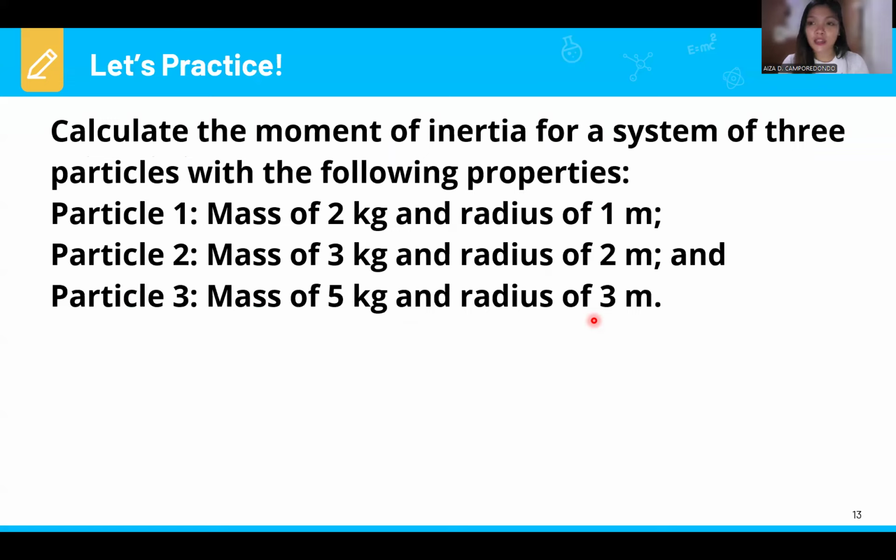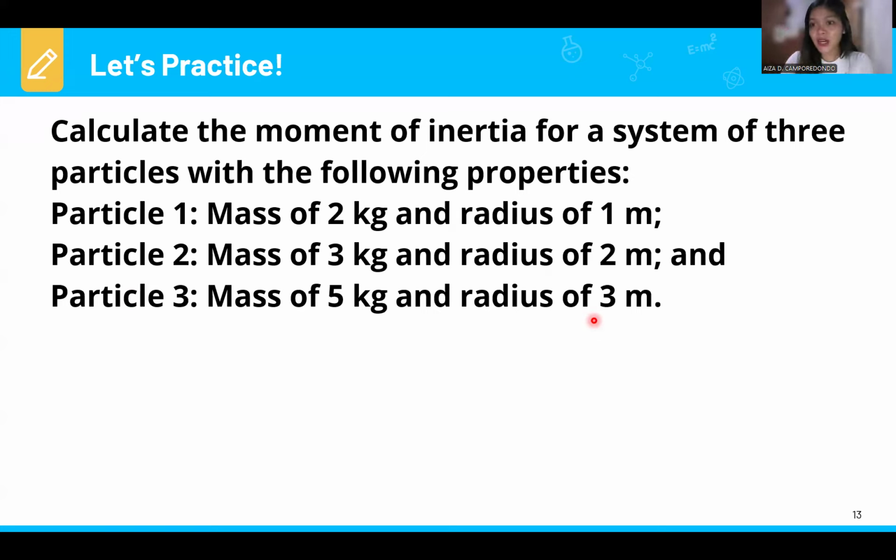Let's try calculating this problem. Calculate the moment of inertia for a system of 3 particles. So there are several point masses, 3 particles with the following properties. The first particle has the mass of 2 kilogram and the radius of 1 meter. The second particle has mass of 3 kilogram and the radius of 2 meter. And the third particle is the mass of 5 kilogram and the radius of 3 meter.